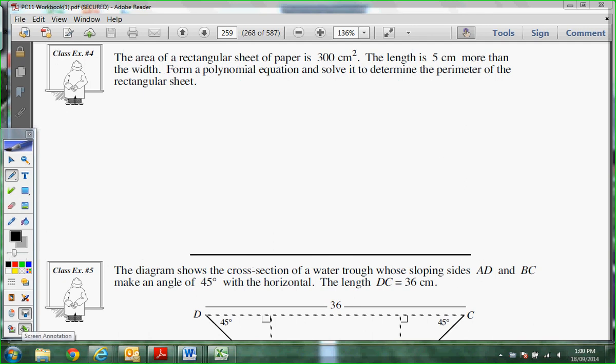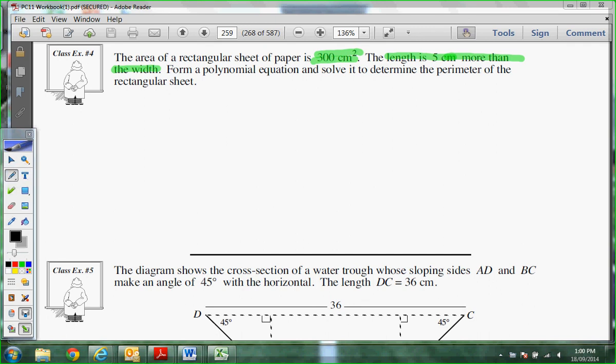All right, so it says an area of a rectangular sheet of paper is 300 centimeters. And how I always do my problems is, we'll take advantage of the highlighter thing here, I always kind of underline my numbers. The length is 5 more, gotta get all of that, then the width. Form a polynomial equation and solve it to determine the perimeter of the rectangular sheet. So I'm trying to get the perimeter from the area.